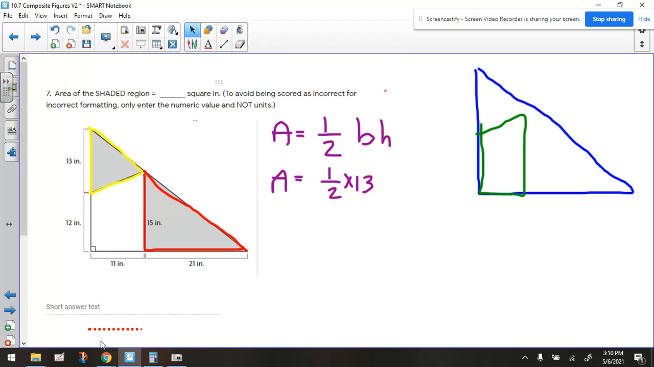Now, I want to point something out to you. If we look at this line right here, see how they're telling you that this line is 11? Now, if I slide that over, does that also represent the height of that triangle? And the answer to that question is yes. So the height on that triangle is 11. Let's put it in.